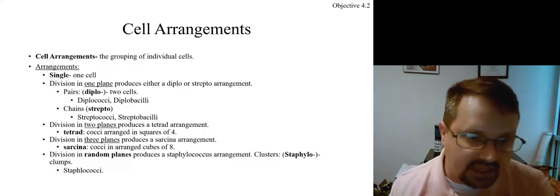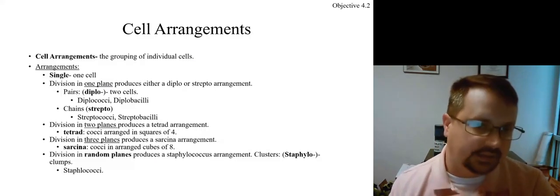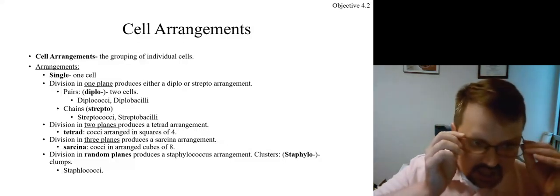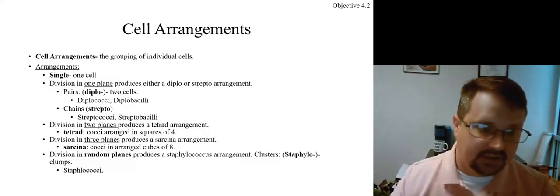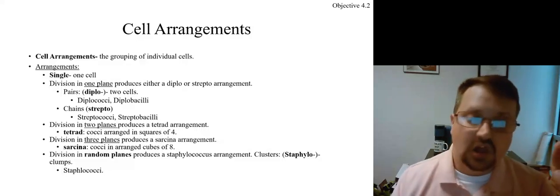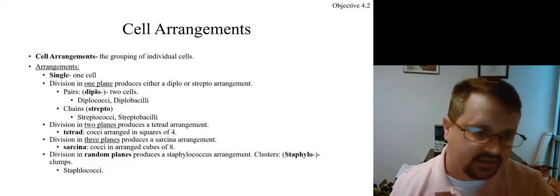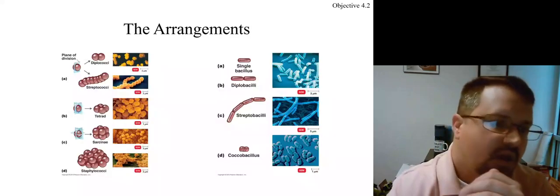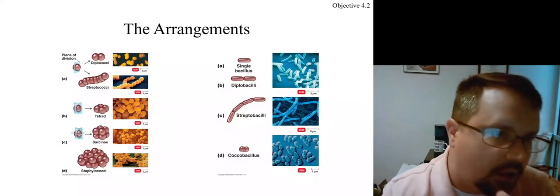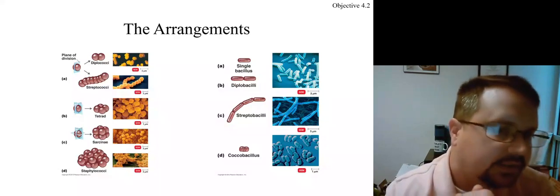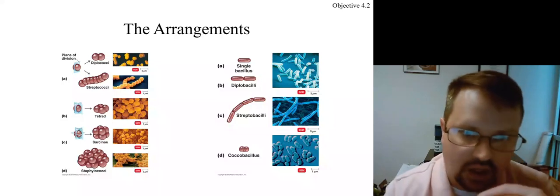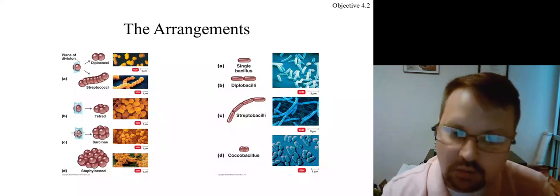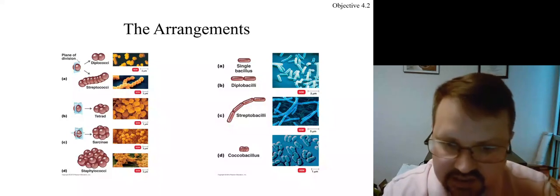If it's three planes, this will make sarcinae. Cocci arranged in cubes of eight are called sarcinae. If it's random planes, that will give us clusters, staphylo, like staphylococcus. Staphylo is clusters, like grapes. Okay. So diplo or strepto, tetrads, sarcinae, and staphylo. Singles, diplo, strepto. And then there's a coccobacillus.